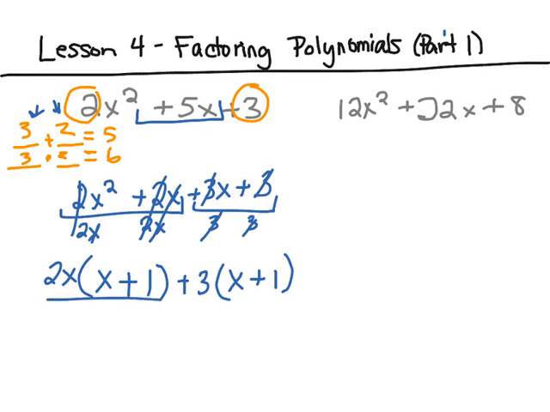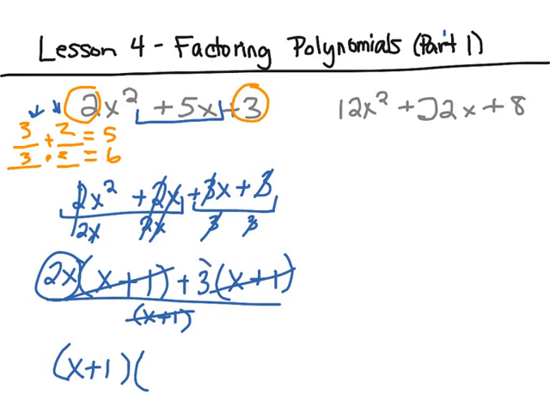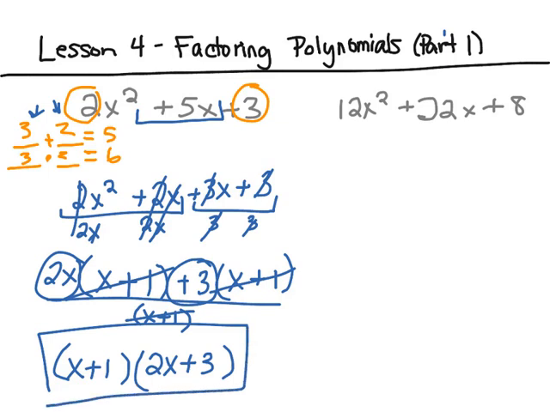So when you factor, you're going to divide by x plus 1. This will cancel. So your two brackets will be x plus 1, so what's inside the brackets, and then what's left is the outside brackets. So 2x plus 3. So this is your factored trinomial.